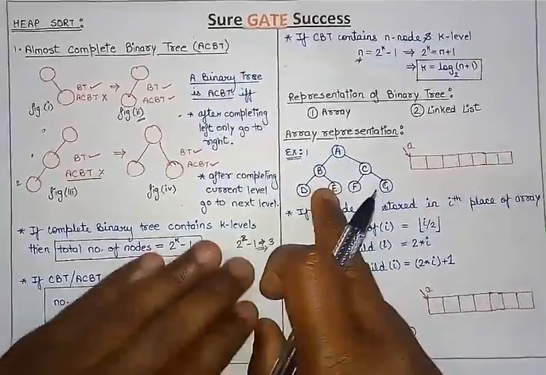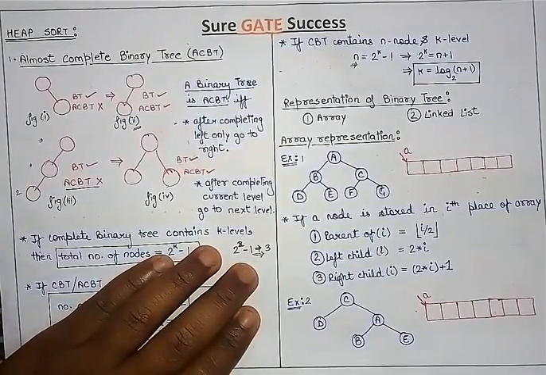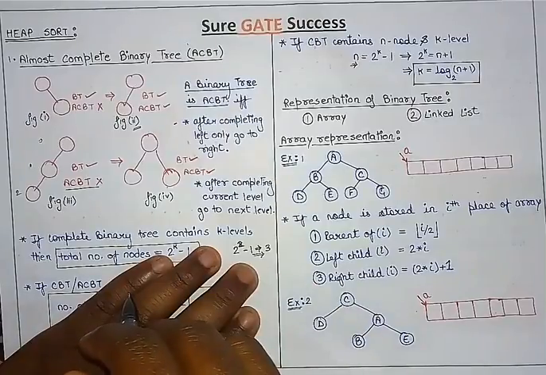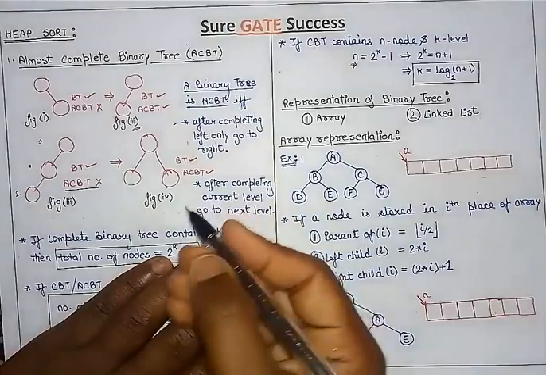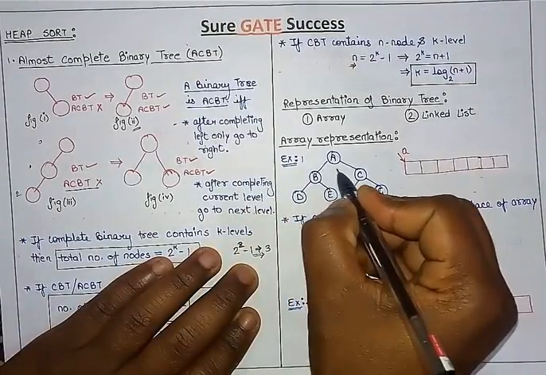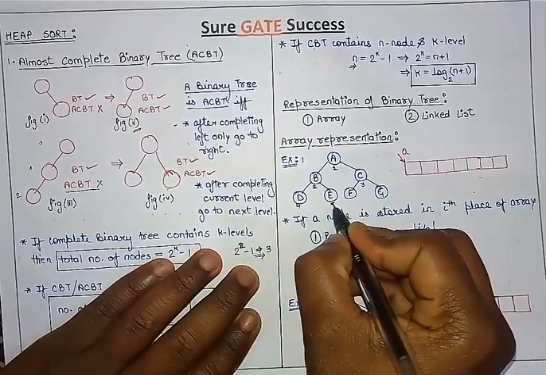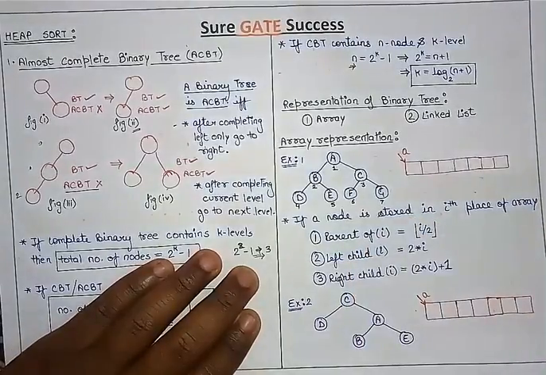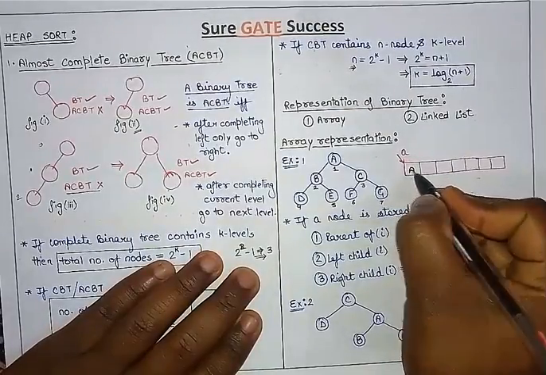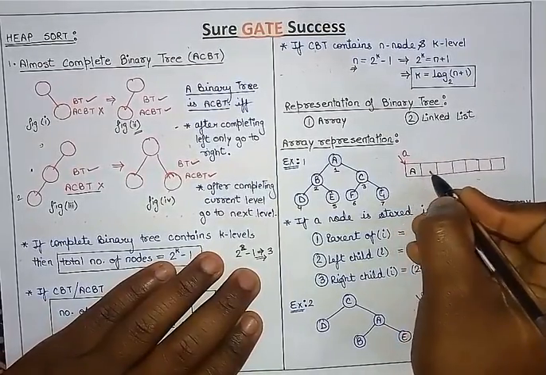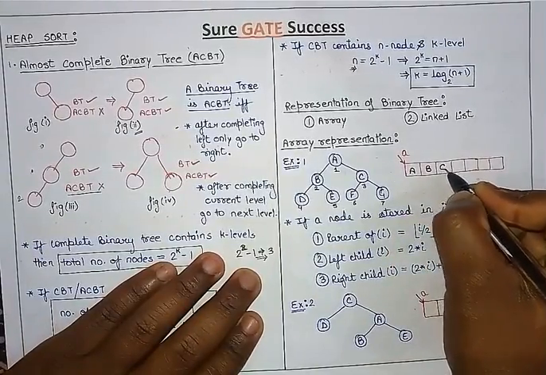For example, see the first example. We have a binary tree and we have to represent it in the form of an array. For that, firstly give numbers to the nodes: 1, 2, 3, 4, 5, 6 and 7. So there are 7 nodes. A will be at the first position. Then the left child of A, that is B, and the right child of A, that is C.